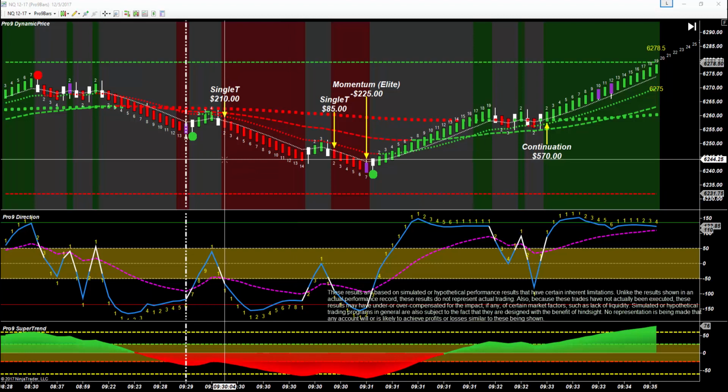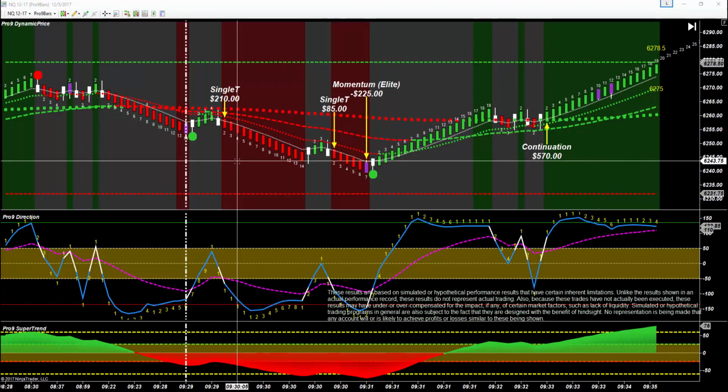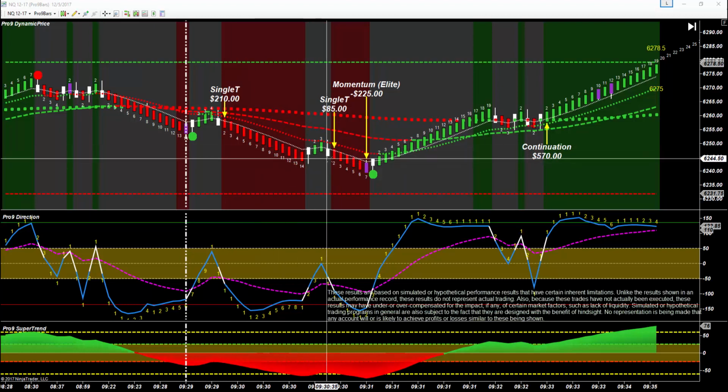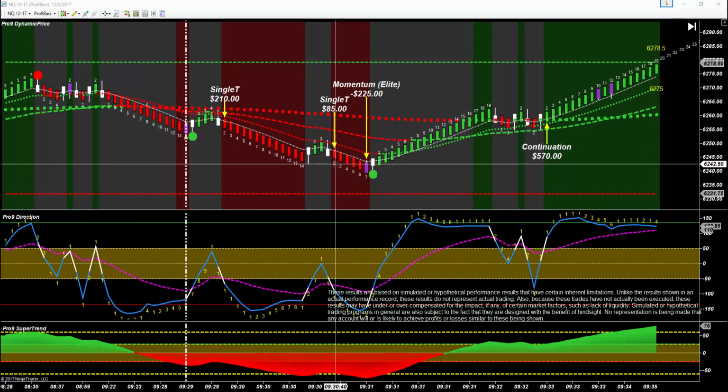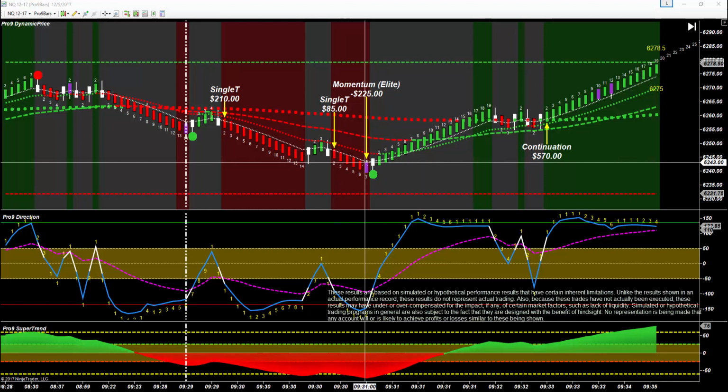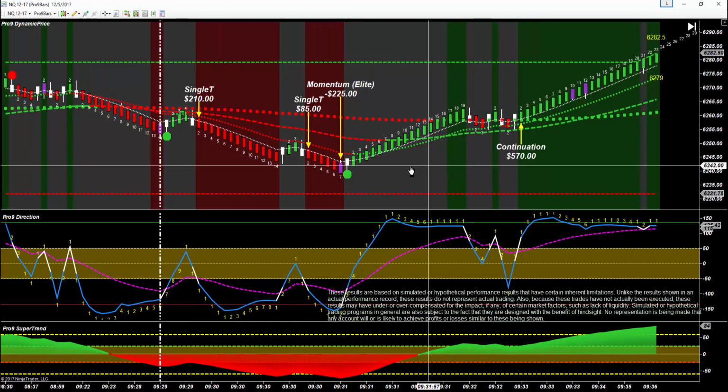First off, we have a single T short right out of the gate. This one does hit profit target, and we do trail at the green DPI with our runner, eventually getting stopped out by this turn bar. Then we have a single T. This one hits profit target and grabs an extra tick with the runner. We do get stopped out and enter this momentum short, which unfortunately goes against us.